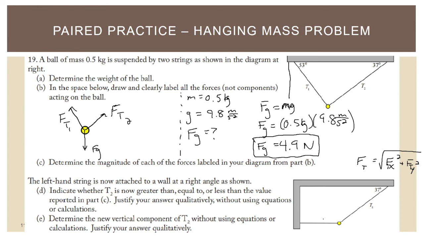What I want you to do is think about the concepts here. Everything that we've said so far should enable you to come up with the answer. Your submission of this answer is not going to be graded on whether it is right or wrong. I just want to know what you're thinking. So write up an answer, a couple sentences, and submit that along with your answer to part E. Part E says determine the new vertical component of T2 without using equations or calculations. Justify your answer qualitatively. What I'm going to say about this one is one sentence will do the trick. For D, I'd like to see a few sentences.